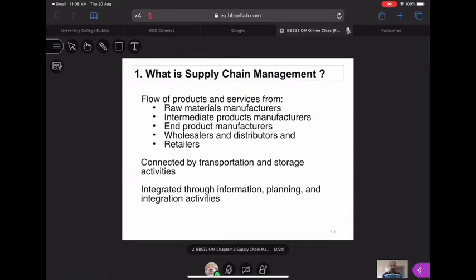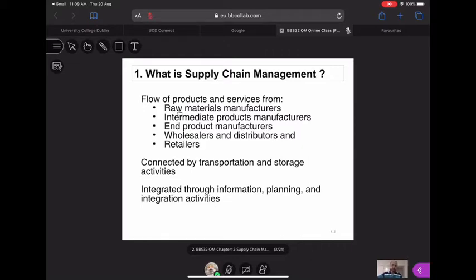Okay, so what is supply chain management? Supply chain management is the flow of products or services from the very input side, which is raw material manufacturer. Raw material manufacturers are, for example, farmers who grow vegetables, who rear cows, cattle, chickens, or companies that do mining for iron ore, steel, and so on. So these are raw material producers.